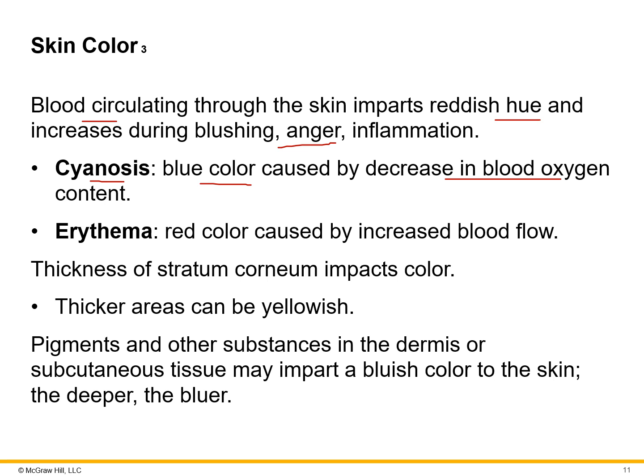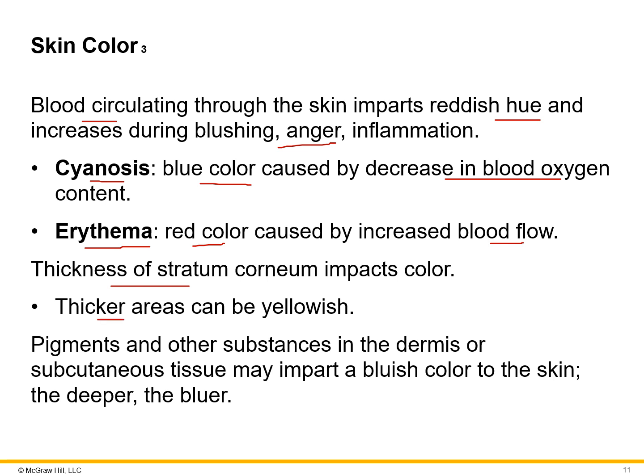So again, that increased bluish color, now it's not bright blue, but a bluish tint, indicates a lack of oxygen. And then the opposite, or the other color, erythema, so that red color due again to that increased blood flow. So again, the blushing that we get, inflammation if we have it in an area, so that's erythema, increased red blood cells.